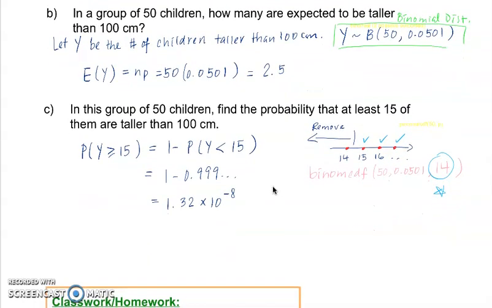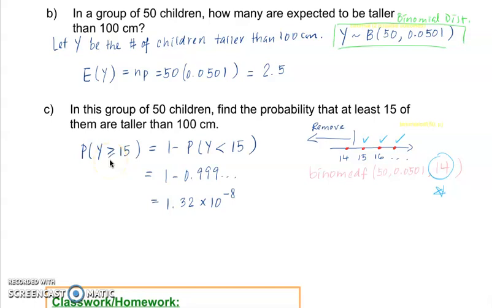So part C, in this group of 50 children, find the probability that at least 15 of them are taller than 100 centimeters. So this brings us back to the binomial distribution calculations. Let's write down the notation first. So P of y is at least 15. At least 15 means 15 or 16 or 17 and so on, right? So anything including 15 and up. So P of y greater than or equal to 15.